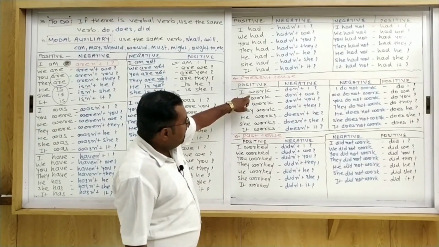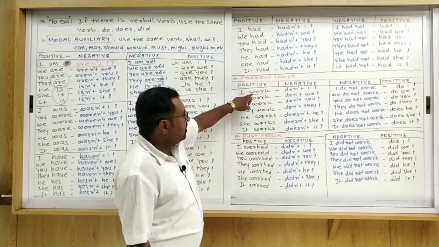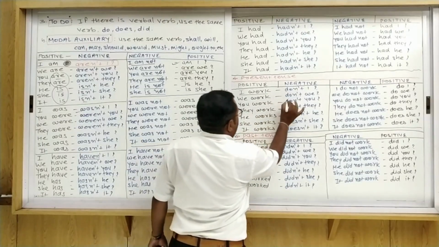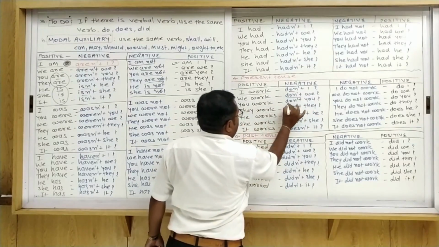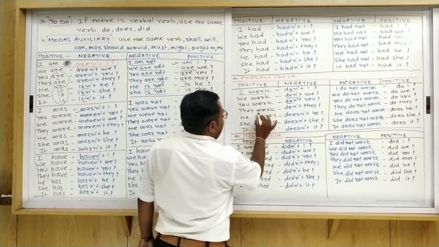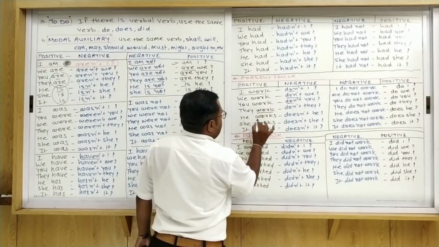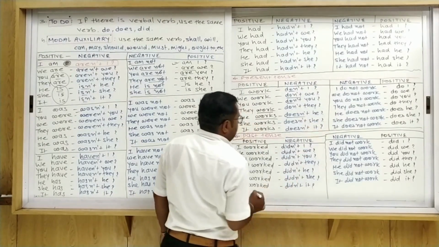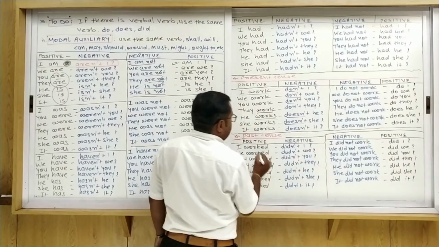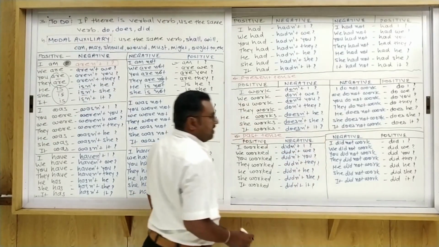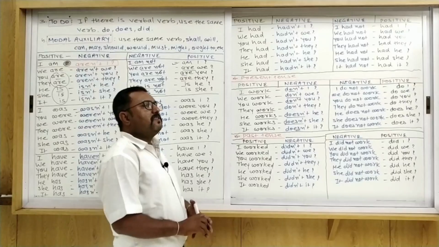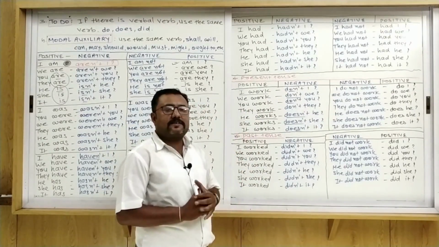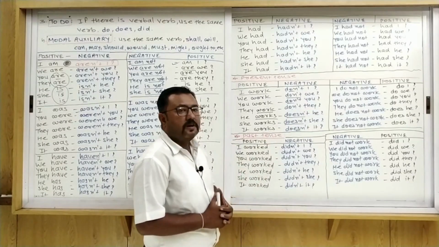So when we try to make negative sentence, we use here don't I. We work, don't we. You work, don't you. They work, don't they. He works, third person singular, doesn't he. She works, doesn't she. It works, doesn't it. So I, we, you, they, at that time we use do, and he, she, it, that is a third person singular, so we use does.